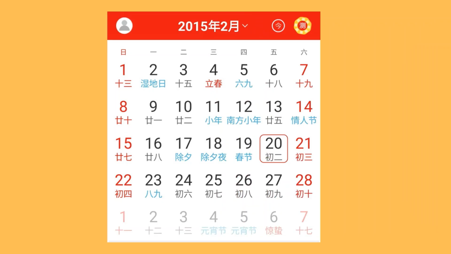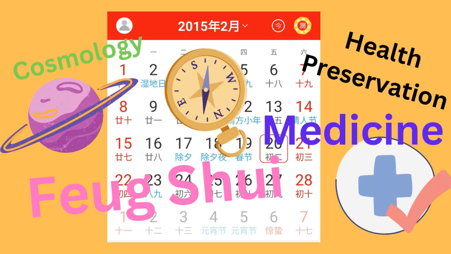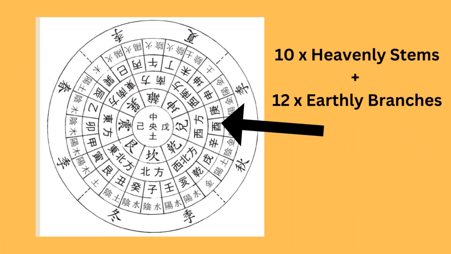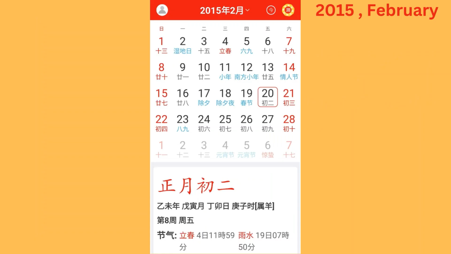The lunar calendar plays a significant role in Chinese culture as it involves cosmology, health preservation, medicine, feng shui, and many other fields. Ancient Chinese used the heavenly stem, earthly branch system to calculate time, which is a huge subject I will cover in a later video. Let me provide an example.